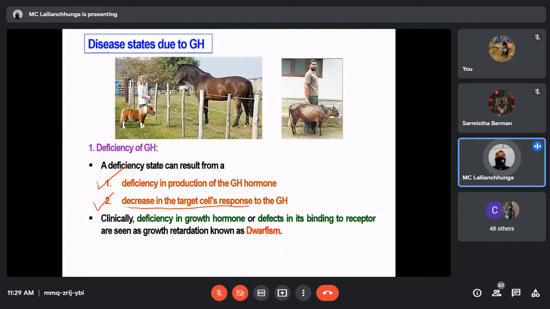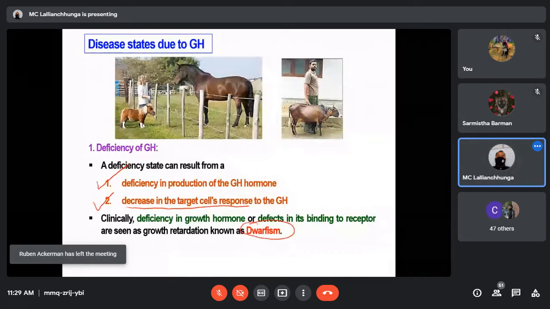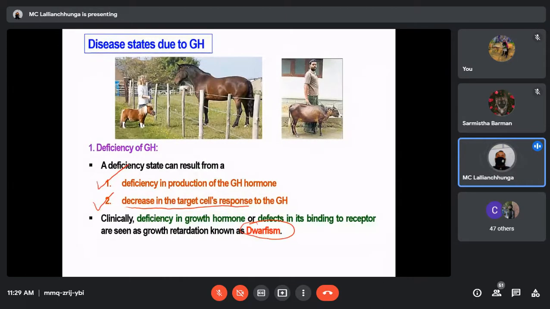Clinically, deficiency in growth hormone or defects in its binding to receptors are seen as a growth retardation known as dwarfism. Dwarfism is a condition when a person or animal becomes small, because of lack of growth hormone secretion or insensitivity of the target cell to growth hormone. We can call the individual or the animal a dwarf. Dwarf is that individual.